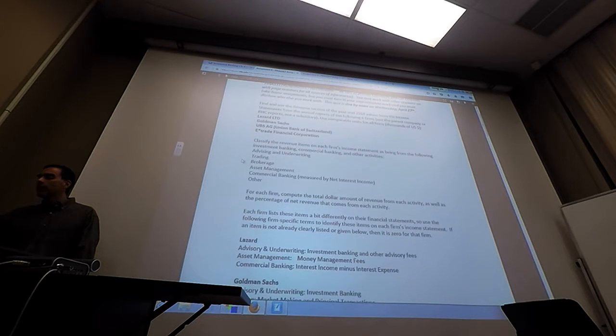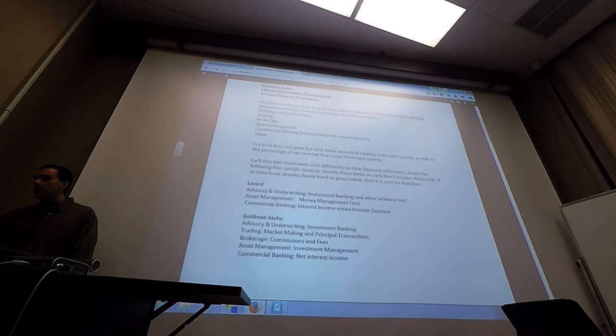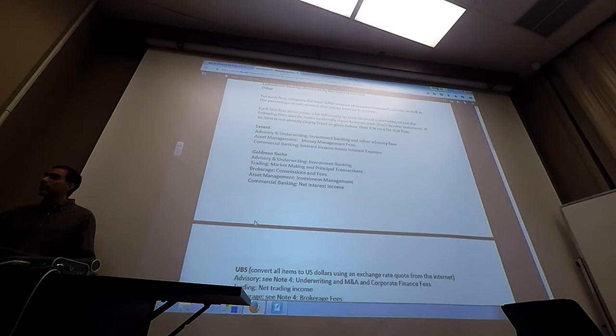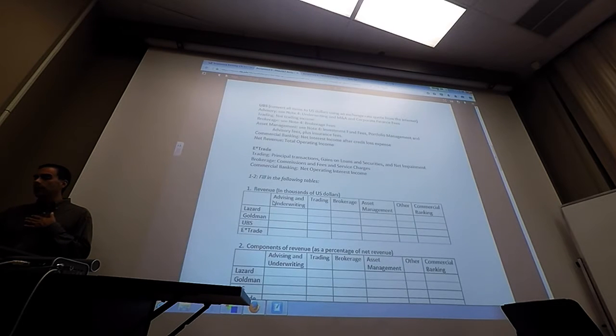So I give very detailed items here of exactly what I want you to look at and classify into different investment banking activities. And I specify exactly what items I want for each firm. So take those items, put them in Excel, and then compare these firms. Basically make graphs to compare how these firms compare to each other for these different items. That's most of what you have here.